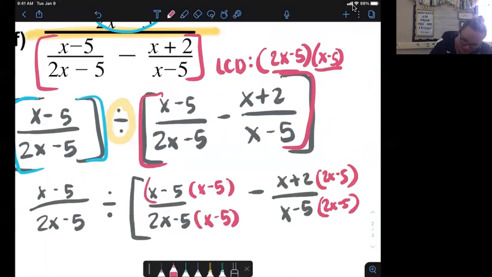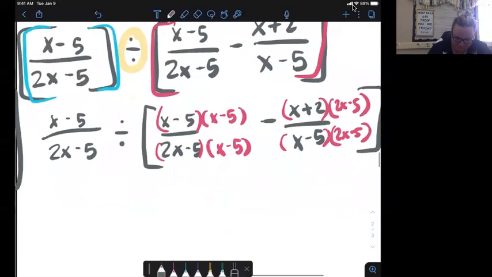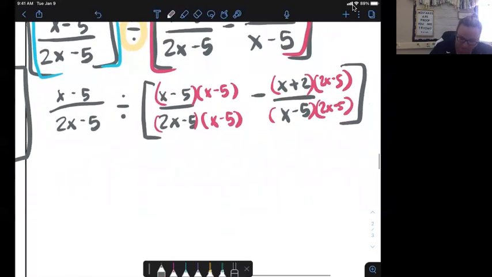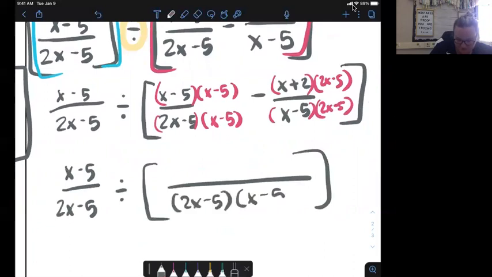Oh, you know what? I forgot all these parentheses. We're multiplying all that. So don't forget your parentheses. All right. Then, now that our denominators are the same, I can combine this into one fraction with the denominator of 2x minus 5 times x minus 5. The top is x minus 5 times x minus 5 minus x plus 2 times 2x minus 5.